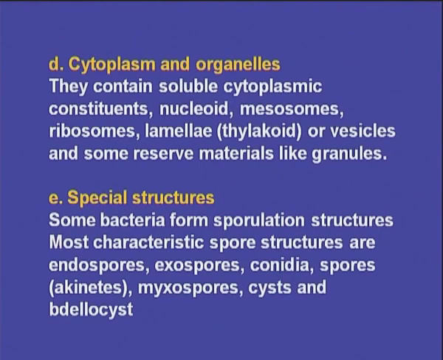Then cytoplasm and organelles. They contain soluble cytoplasmic constituents, nucleoid, mesosomes, ribosomes, lamellae or thylakoids or vesicles, and some reserve materials like granules. Then special structures are there in some bacteria. They form sporulation structures, and the most characteristic spore structures are endospores, exospores, conidia, spores, that is akinetes, myxospores, cysts and dalocyte.